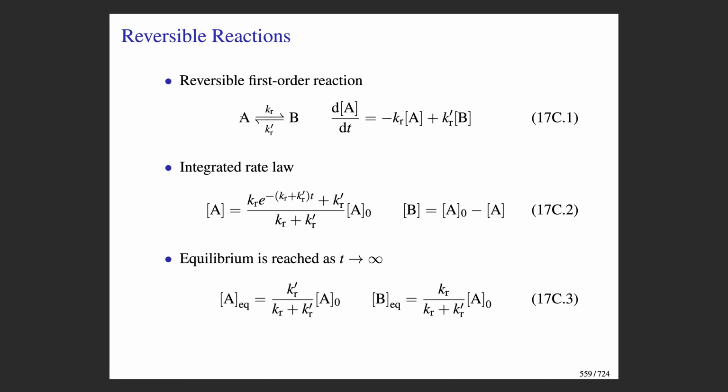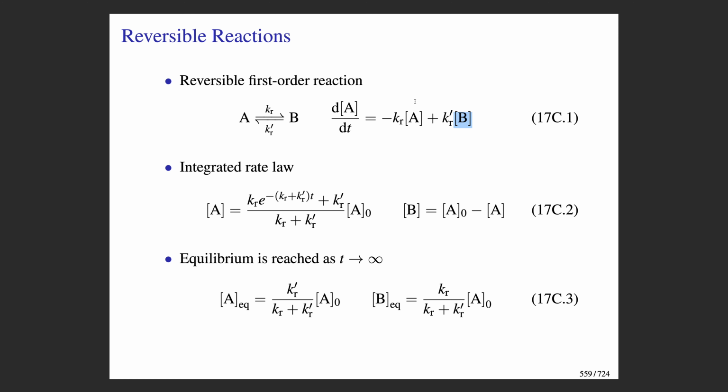However, we also have the reverse reaction. The backwards reaction, the reverse reaction, would tend to increase the concentration of species A. That's why we have a plus sign here, because that would tend to make the concentration of A increase. It's also first order in the reverse direction, and so it's just the reverse rate constant, k prime, times the concentration of the product species B.